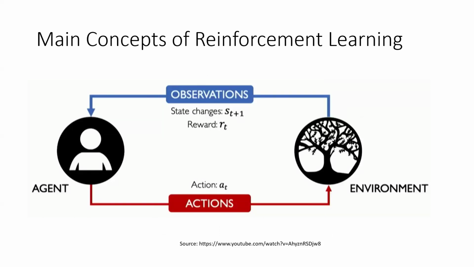So if you look at all the concepts that we have learned up to now in a single picture, this is how you can see. So this is the agent who is taking actions, so actions AT, which would affect the environment. Right? So environment is where the agent is operating. After these actions, the environment will get changed.